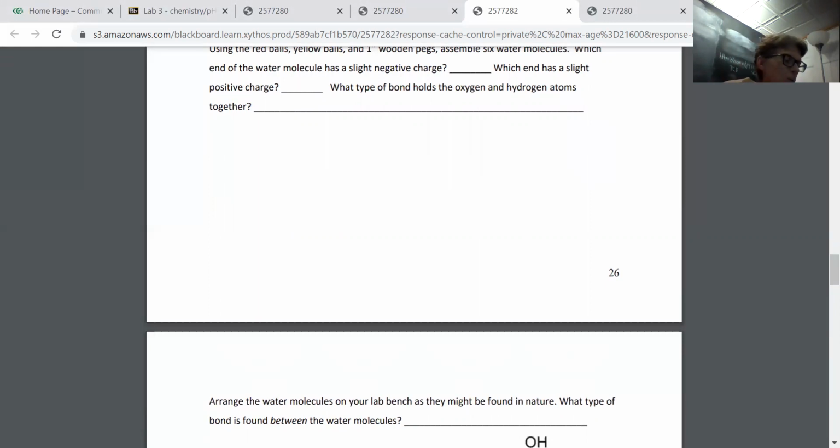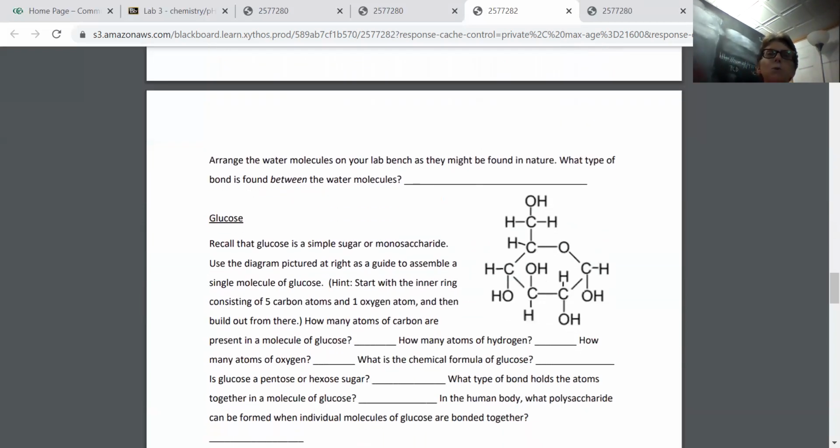The type of bonds that hold them together are polar covalent bonds, again, because the electrons are not equally shared between the two atoms. Okay, and then if you were to arrange those water molecules on your bench to show how one water molecule binds to another, now we're talking about hydrogen bonds, right? So the hydrogen of one water molecule would form a hydrogen bond with the oxygen of the next water molecule.